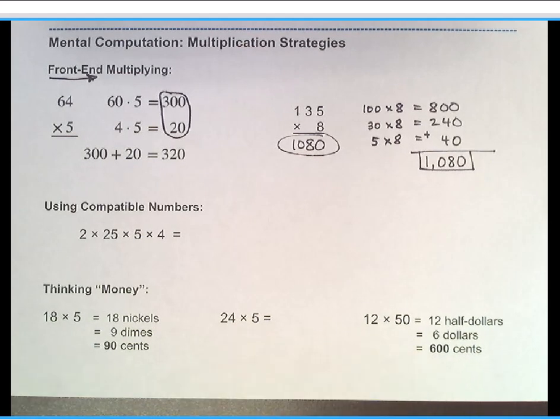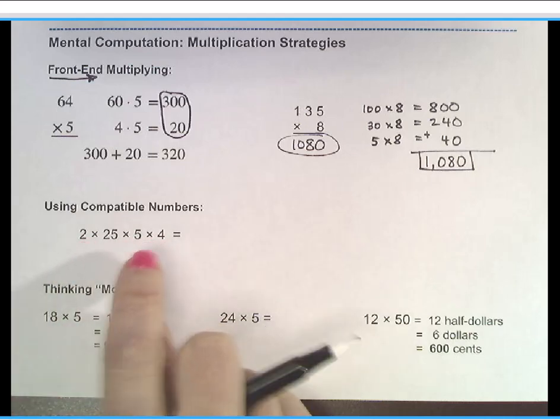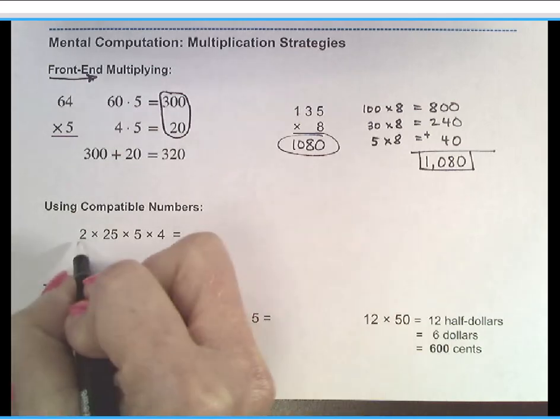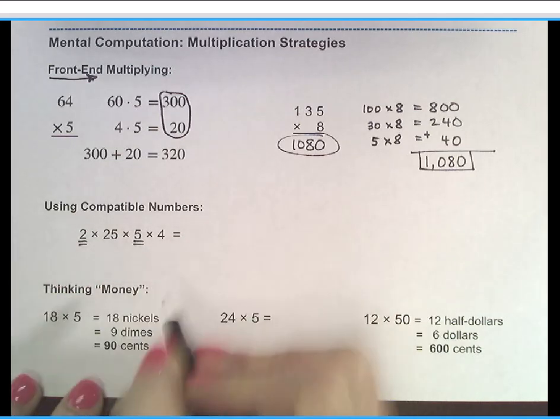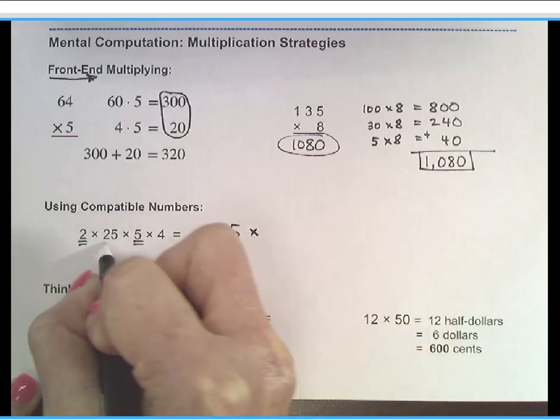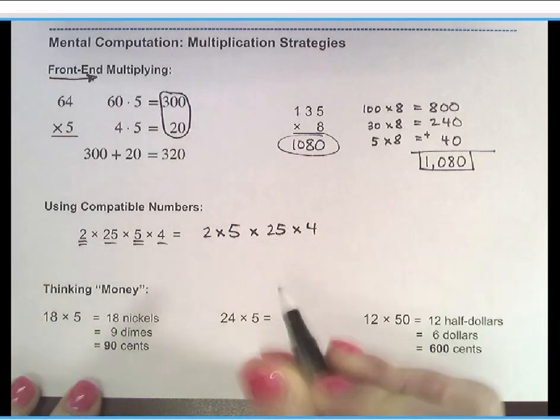Then we also have what's called compatible numbers. So what are some compatible numbers? Well, numbers that would multiply to be like 10 or 100 or 1,000, something like that. So you see how these are all multiplied together? Well, multiplication is commutative. I don't have to multiply them in that order. I can multiply them in any order I want to. And you know what? I think 2 and 5 are nice and compatible. So I'm going to multiply those first. And then 25 and 4. Well, 25 and 4 are pretty compatible also.